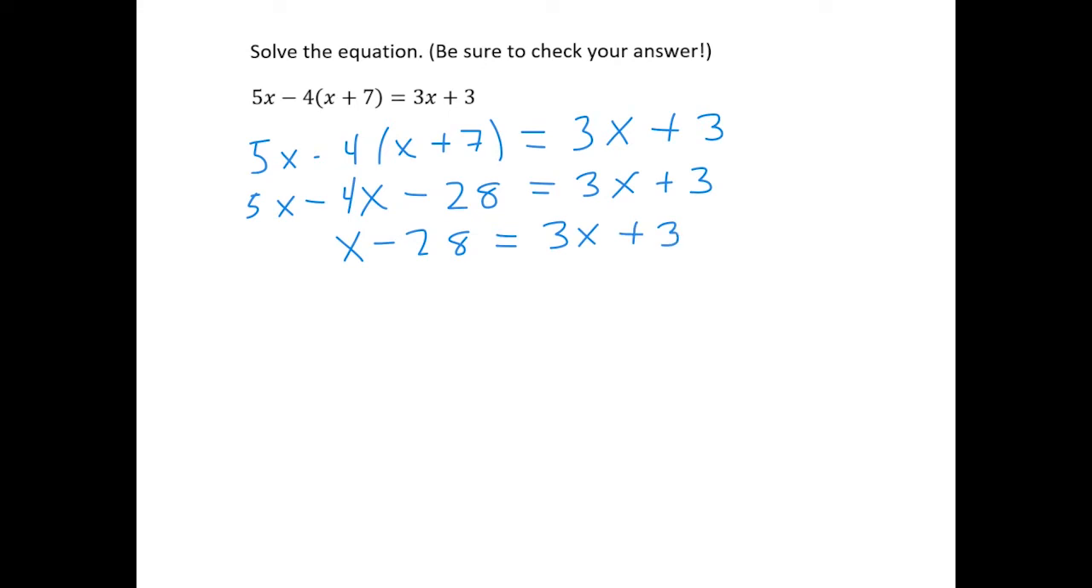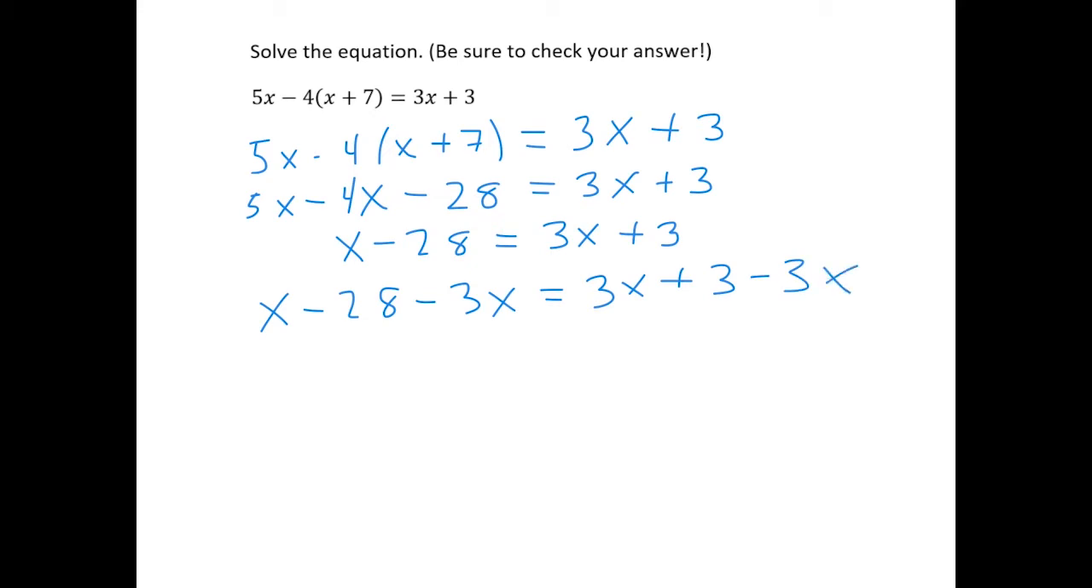Now I would like to get this 3x on the right hand side and move it over, so to speak, to the left hand side. And the way we'll do that is by subtracting 3x from both sides. If I subtract 3x over here, it's going to vanish. But whatever I do to one side of the equation, I must do to the other side. So we'll have x minus 28 minus 3x equals 3x plus 3 minus 3x.